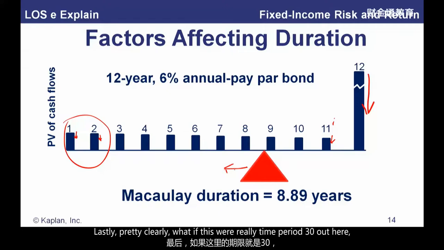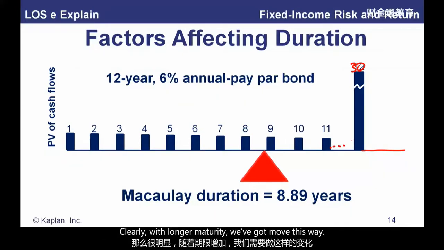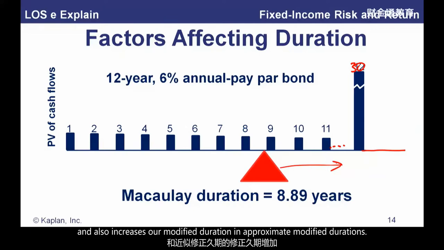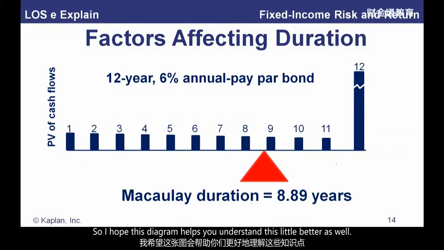And lastly, pretty clearly, what if this were really time period 30 out here, and we just did kind of a break there and had them out to time 30? Well, clearly with longer maturity, we've got to move this way, and longer maturity increases the Macaulay duration and also increases our modified duration and approximate modified duration. So I hope that diagram helps you understand these a little better as well.